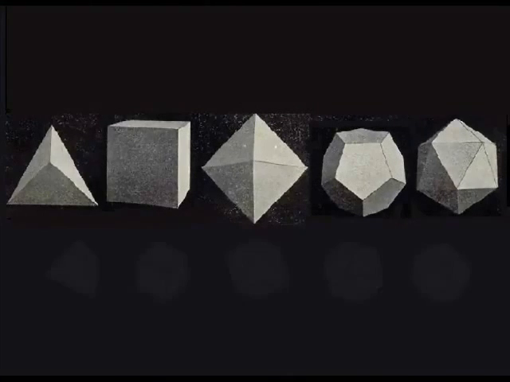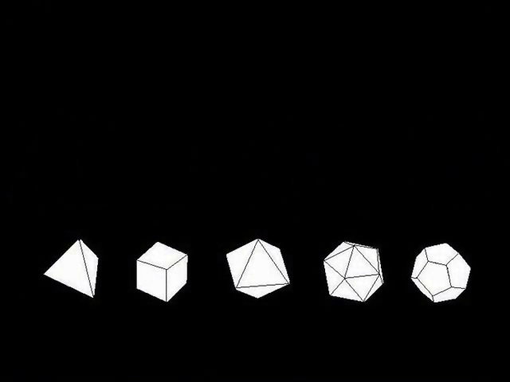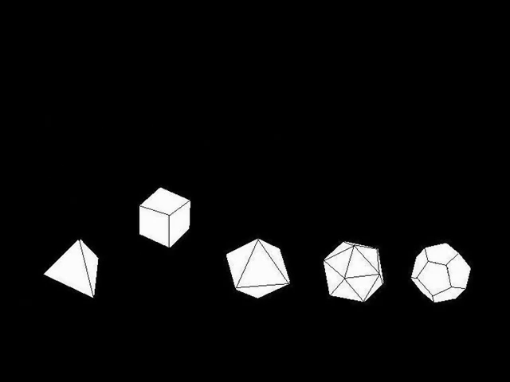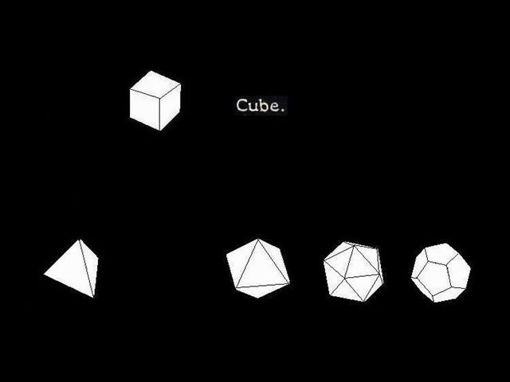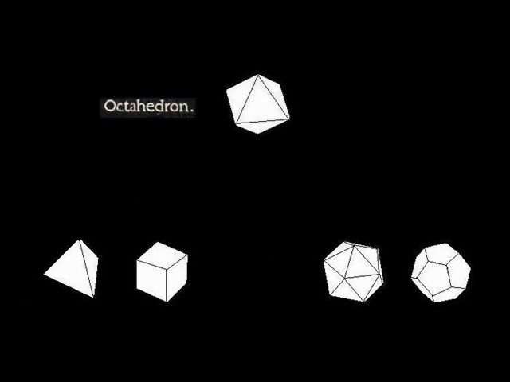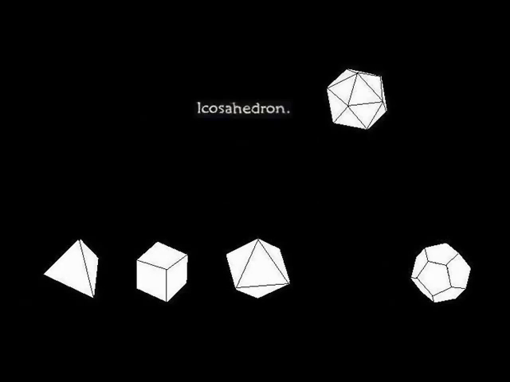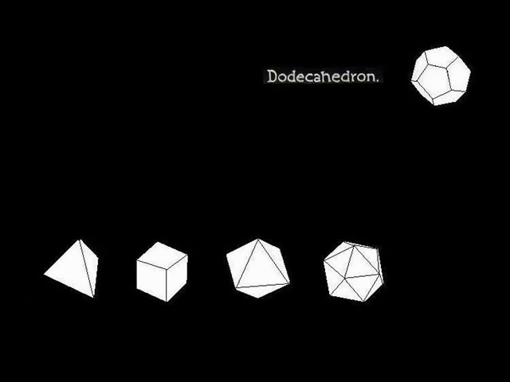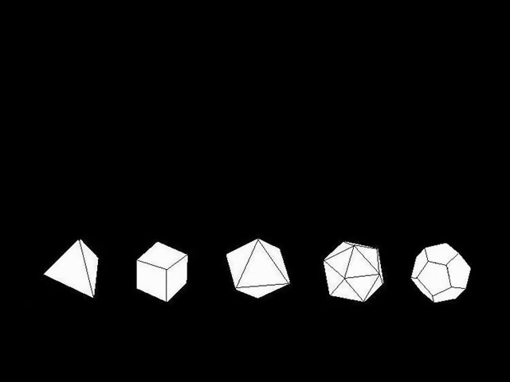Each Platonic solid is named for the amount of faces it has using classical Greek. So the first is the tetrahedron, tetra meaning 4, the cube from the Greek for dice, also known as the hexahedron, hexa meaning 6, the octahedron, octa meaning 8, as in octopus. Next we have the icosahedron, icosa meaning 20, and the dodecahedron, do meaning 2, deca meaning 10, together dodeca for 12.